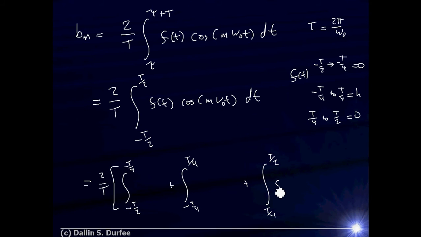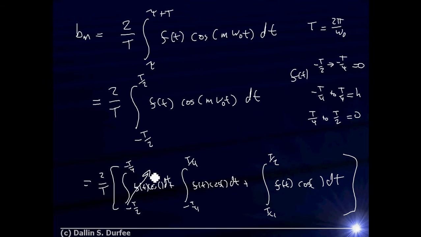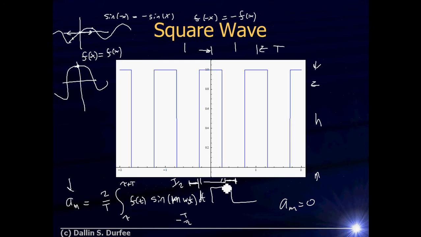And in each one of them, I'm putting in all of this stuff, the cosine and so on. So I'm basically finding the area under the curve, but I'm breaking it up into pieces, and I'm allowed to do that. I can just break my integral up into pieces. And then I'm going to say, look, from negative T over 2 to negative T over 4, that's when my function is equal to 0. So this is going to go to 0. From T over 4 to T over 2, it's also equal to 0.